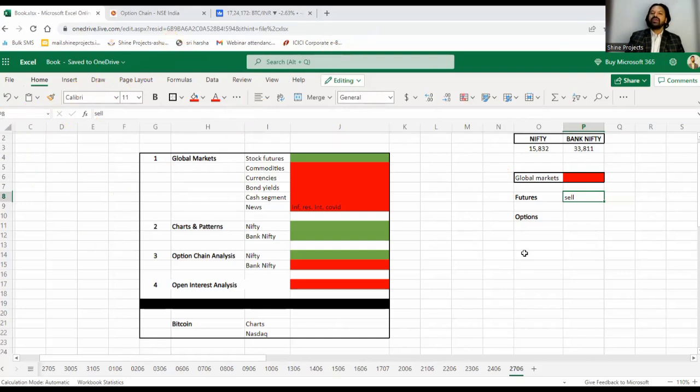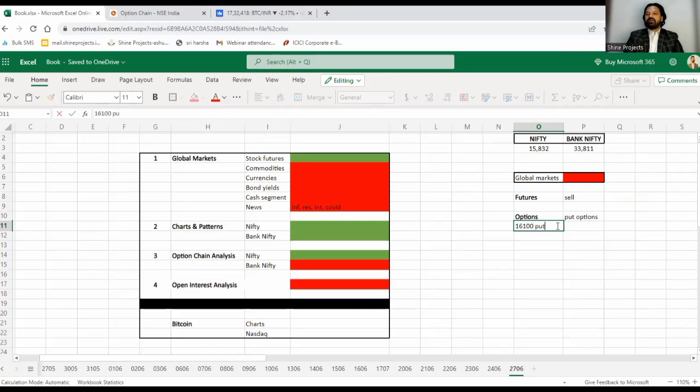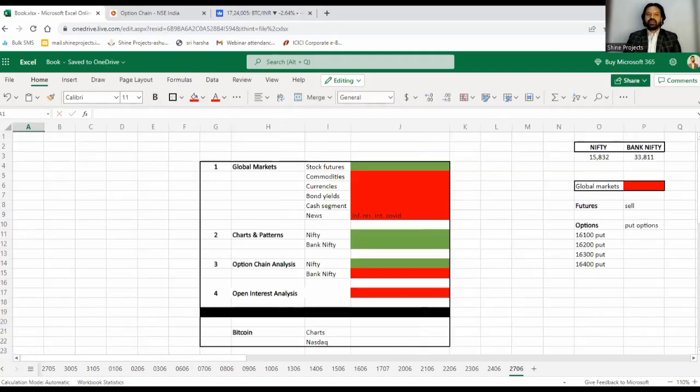Immediately after the market opens, you can sell futures, target 100 points with a 50 point stop loss. That is for the futures. And what to do with the options? One has to buy put options. Within the option space, put options with Nifty means that you have to go in the money. 16,100 put can be bought, and 16,200 put, 16,300 put, 16,400 put can be bought. These puts can be bought in case you want to be on the buy side.